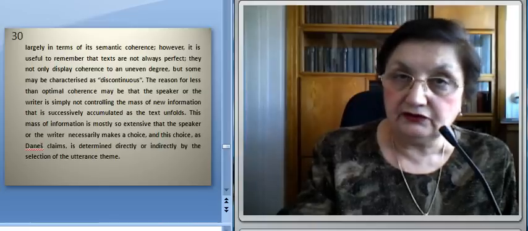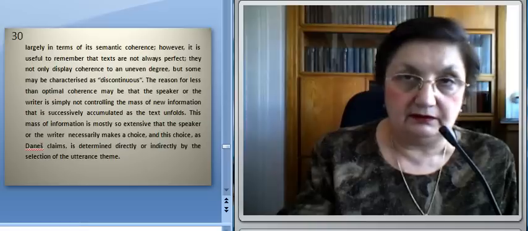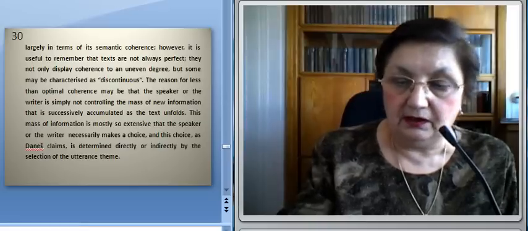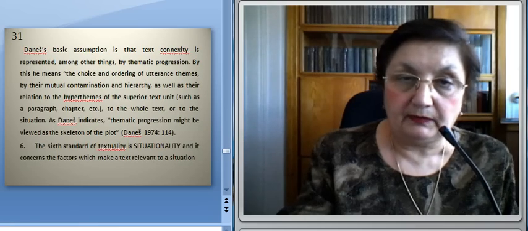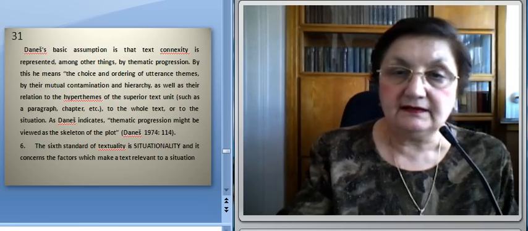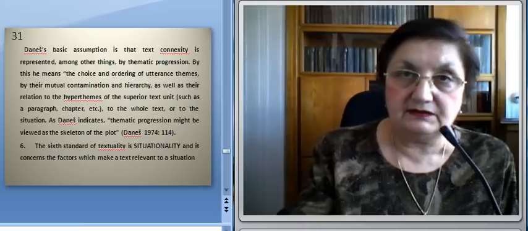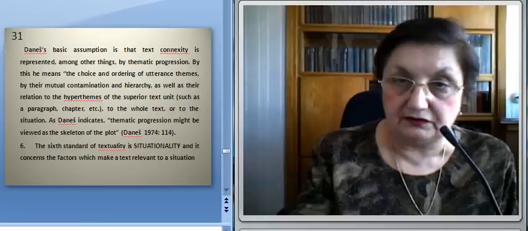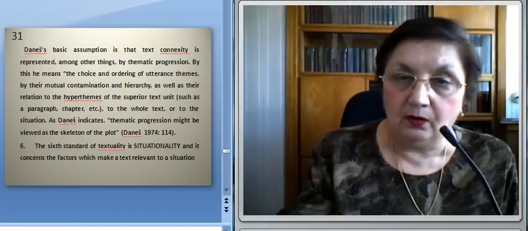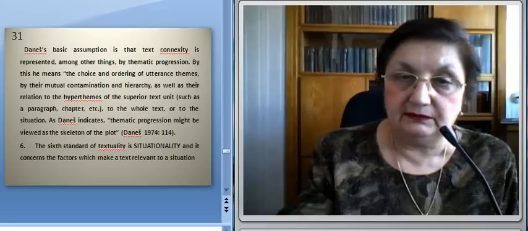By this he means the choice and ordering of utterance themes, their mutual concatenation and hierarchy, as well as their relation to the hyperthemes of the superior units, such as a paragraph, chapter, etc., to the whole text or to the situation. As Daneš indicates, thematic progression might be viewed as the skeleton of the plot.